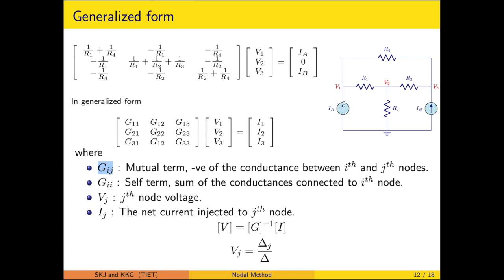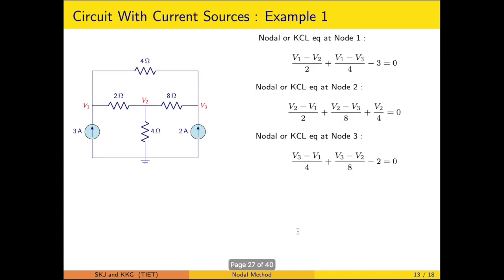So please follow: injected into the node means it is participating on the right-hand side, and that's why it has a positive sign. IA for the first one. For the second one there is no current source present, so 0. The third one has an injected current IV, so I3 will be equal to IV. Once that is there, we can solve it by Cramer's rule or by matrix inversion techniques. Now take one example on the basis of the same.